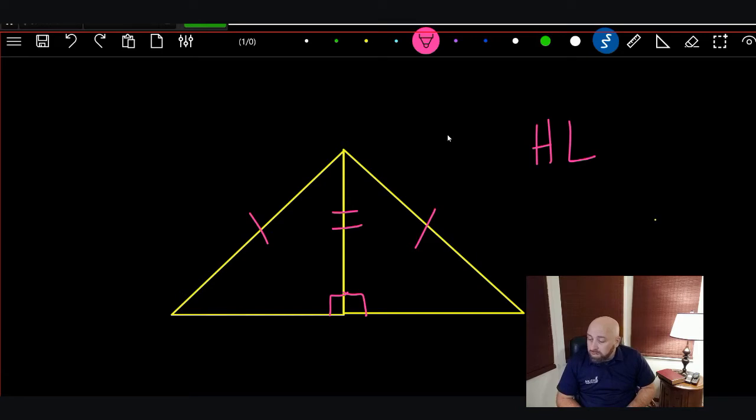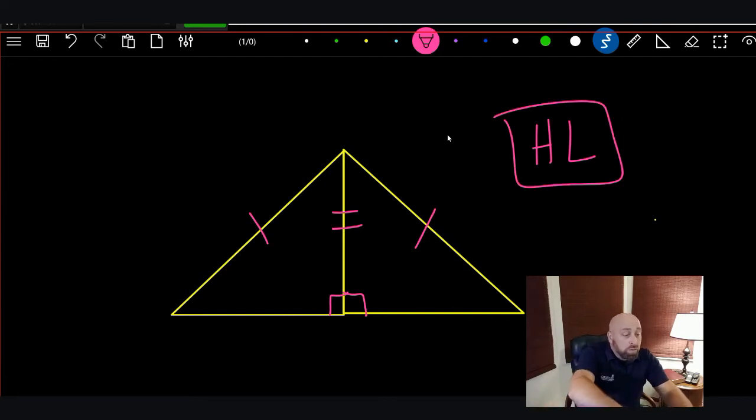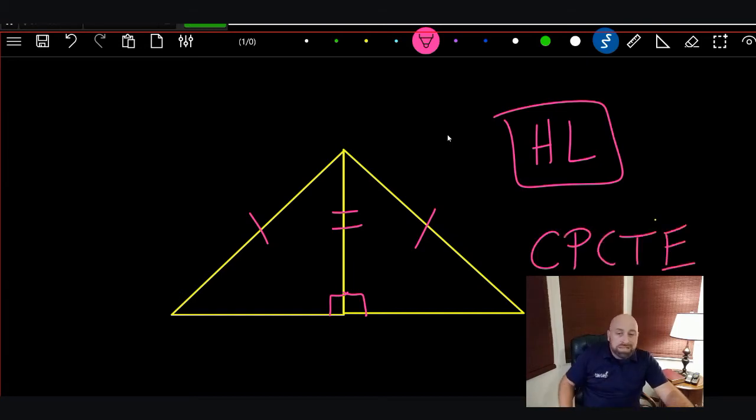12.1, the perpendicular from the vertex to the base of an isosceles triangle bisects the base and also the vertex angle. So as soon as we prove HL, then obviously we have congruency, and then we have corresponding parts of congruent triangles are equal, CPCTE. So now what we can do is say, okay, if those are equal, then these are equal, and that's what I just did a second ago. Then these are equal, and then these are equal.